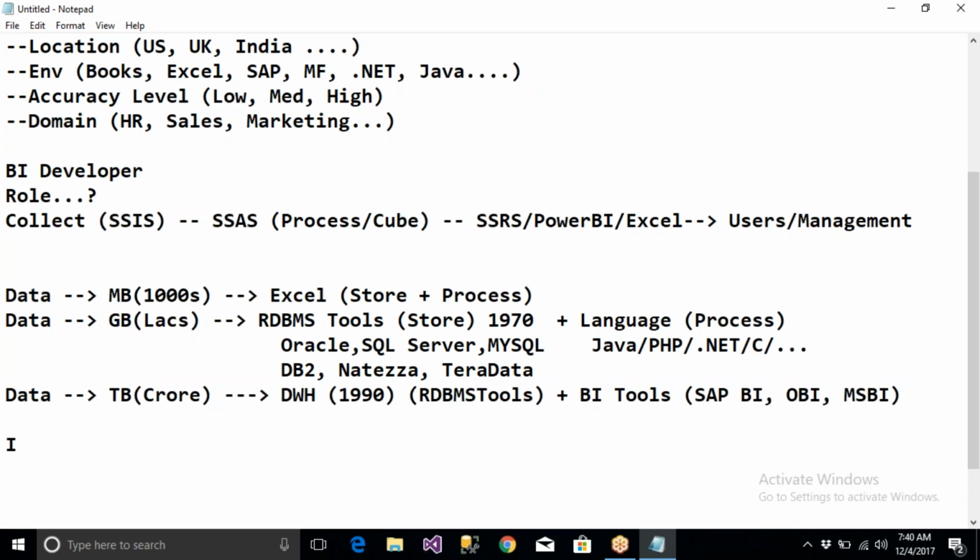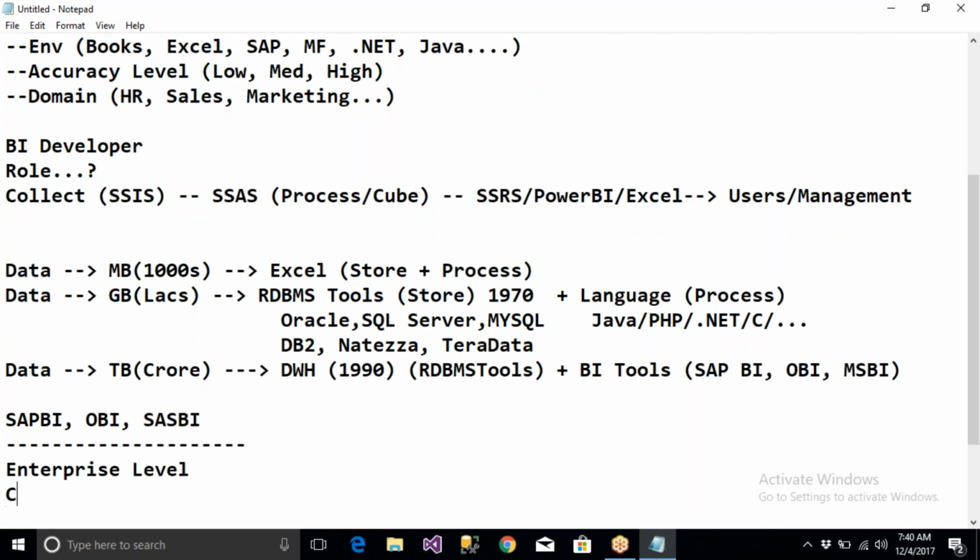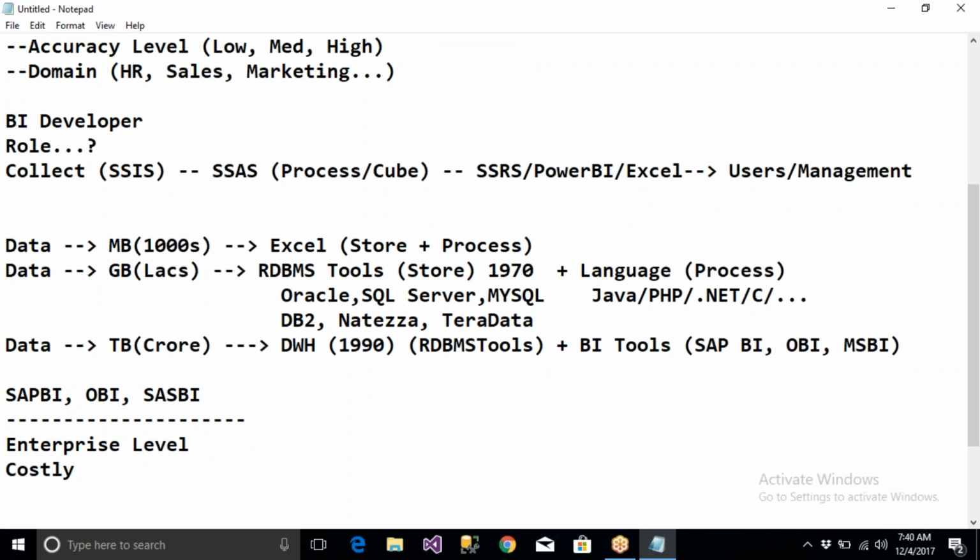We are talking here about SAP BI, Oracle BI, and SAS BI, a lot of tools. These tools are meant for enterprise-level companies. Very, very big companies were going to use them. That was the intention at that time. And these tools were very, very costly. If you ask about SAP BI or OBI, they say they are very costly tools, and they contain only one tool, which is a reporting tool.